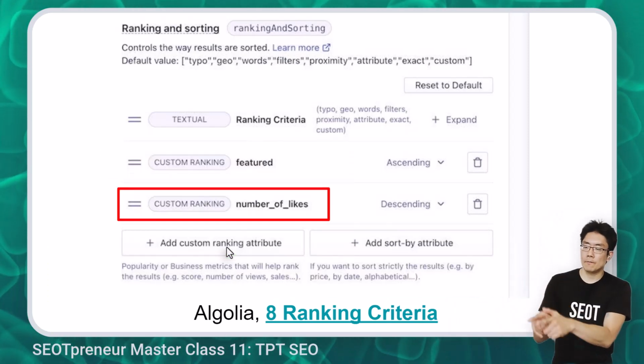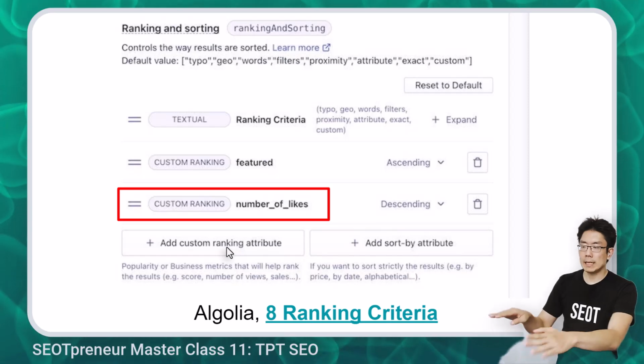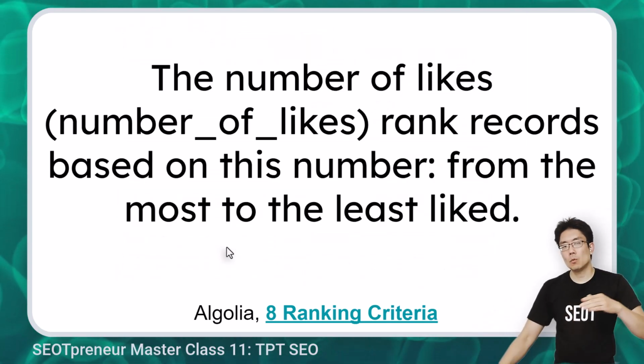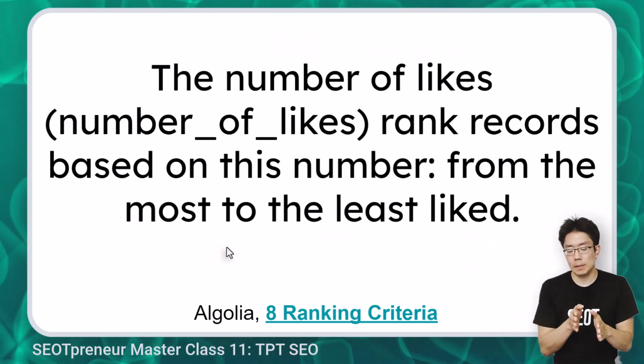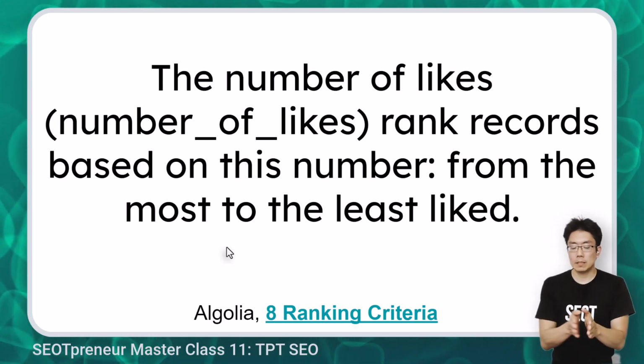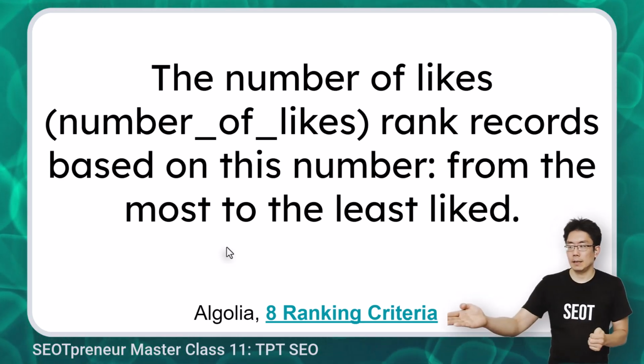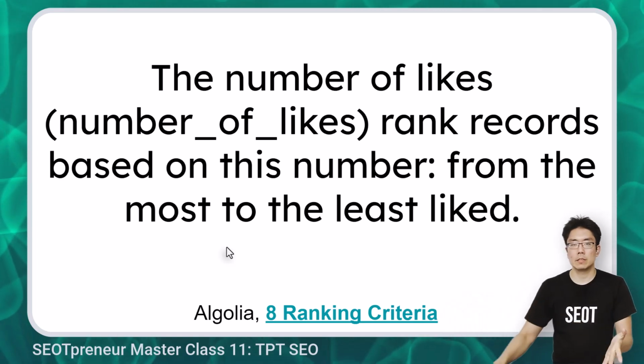What's important is the very last ranking rule. And in this case, it's number of likes, because you want something at the very end that's not going to be putting things into groups. So basically you want to sort it. In this case, it's sorting it based on the number from the most to the least like.